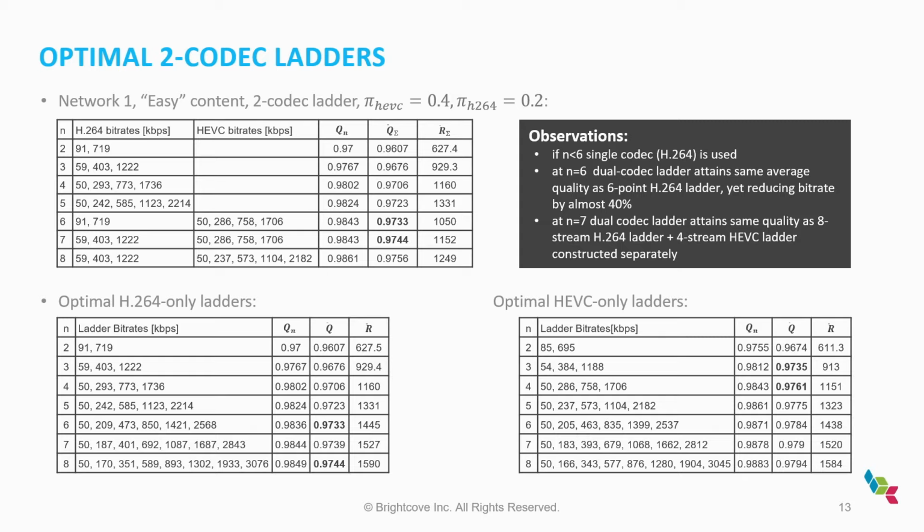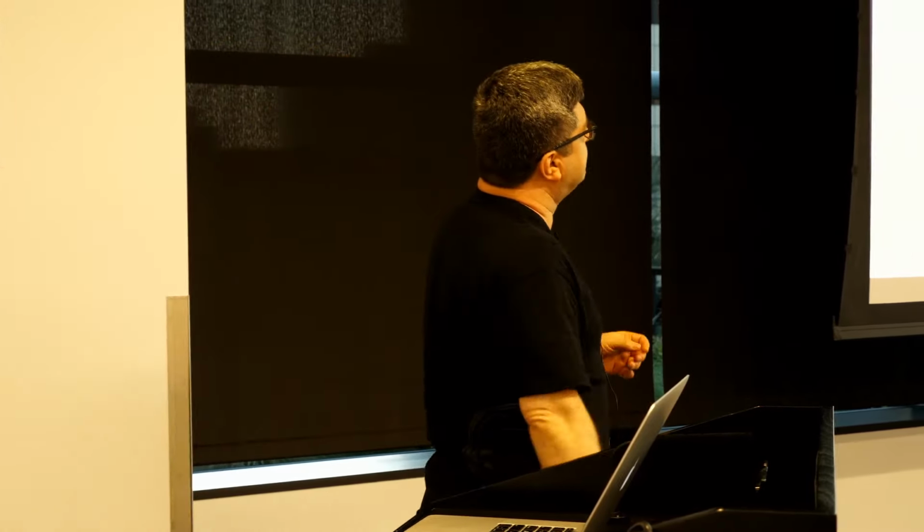Or another interesting example, let's look at a 7-point ladder and look at the quality that's achievable there. So at 7 points, this hybrid ladder gives the same quality as an 8-point H.264 only ladder, with fewer renditions. Plus, if you want to design just 2 ladders separately, you will design this one with 8 renditions, and then you will also need to throw in a 4-point HEVC ladder to match them. So you need almost twice the number of renditions in total to get to the same average quality as a mixed ladder in this case. And for complex content, it's actually even more dramatic.